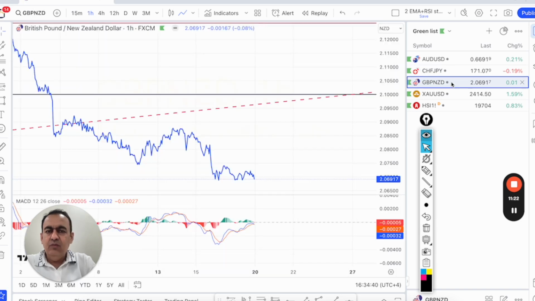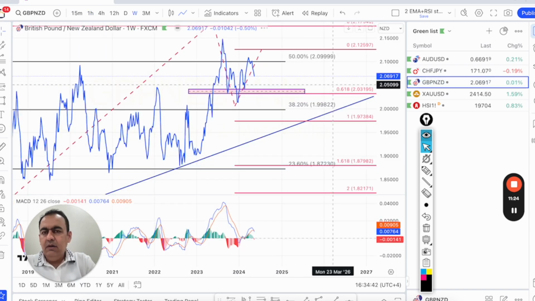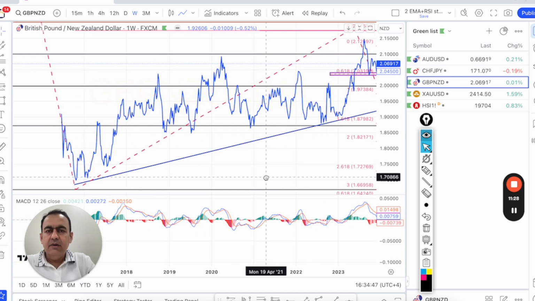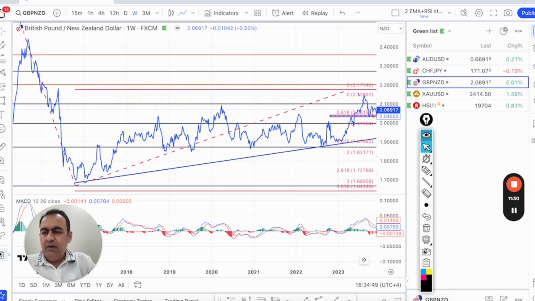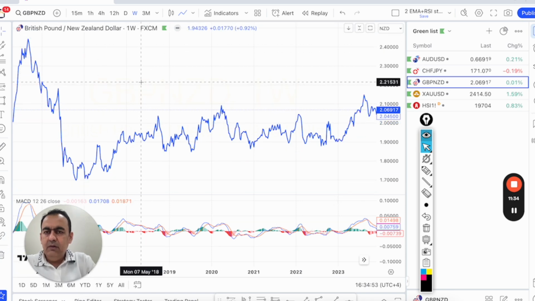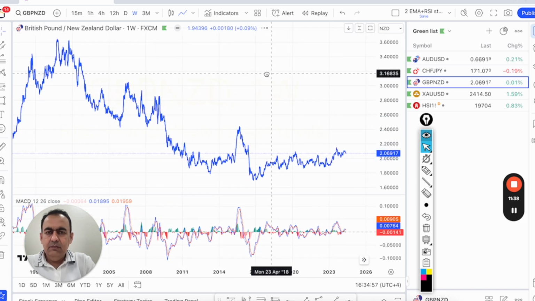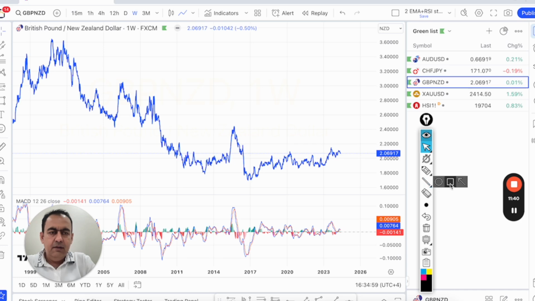Now the next instrument is pound versus New Zealand. I'll quickly move to weekly here. I've already plotted some extension lines. Let's clean these extension lines and I'll start afresh. Based on this weekly chart, if you notice, the pattern is continuously lower highs, lower highs, lower high, lower high, and lower high.